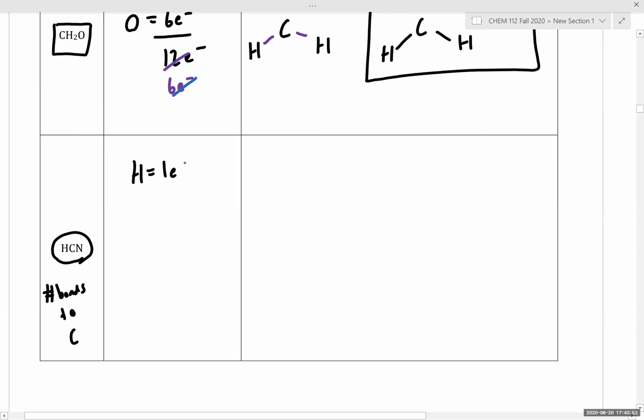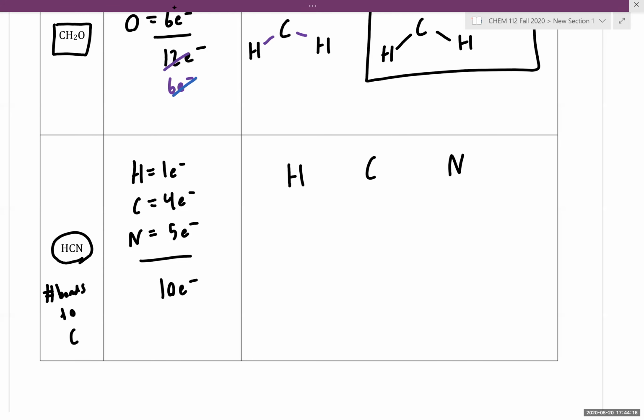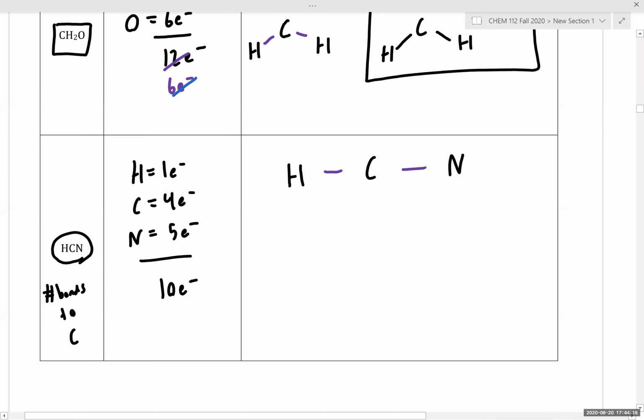So hydrogen contributes 1 electron, carbon contributes 4 electrons, and nitrogen contributes 5 electrons. We have 10 electrons total. We place carbon as our central atom and surround it with hydrogen and nitrogen. Let me draw it up here so that way I have some space for the later steps. Then we form 1 bond each.